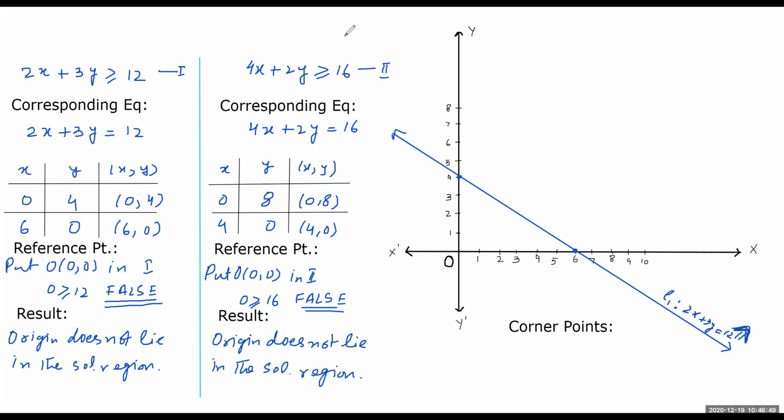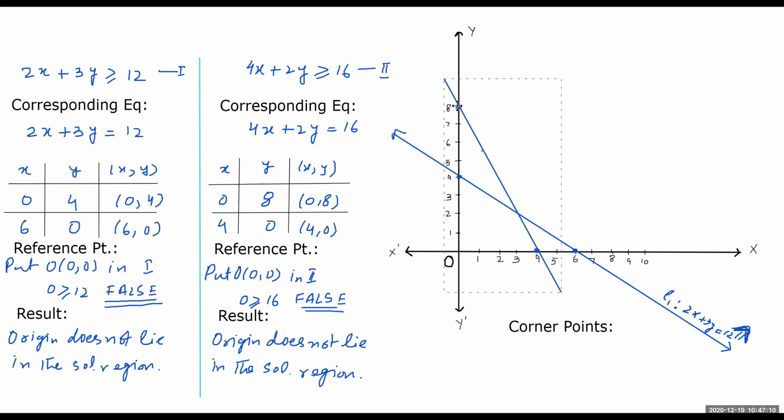Let's go for the second line. The points are 0, 8 and 4, 0. X equals 0, y equals 8, x equals 4, y equals 0. Join the two with the help of a straight line. Here it is.